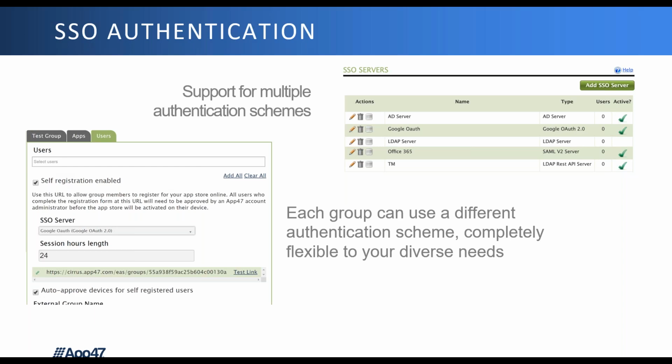And then on the left, we can see a group of users where they've got self-registration enabled. And then when they register their device by clicking on this link, they will be authenticating against this SSO server, which was configured over here. So we'll see that in action. So each group can use a different authentication scheme, and then users can belong to multiple groups. It gets kind of confusing there, but it is something that we often run into.